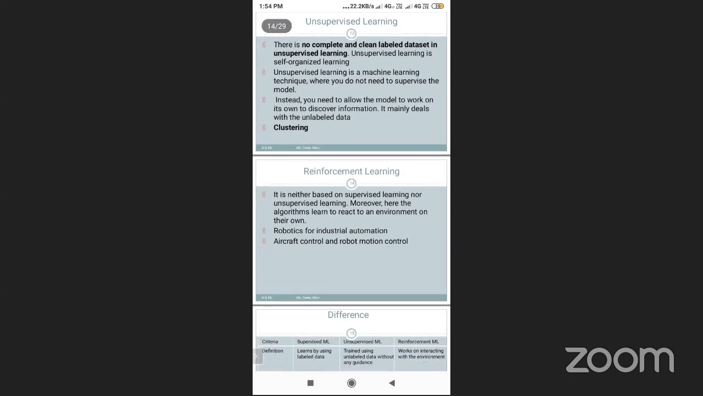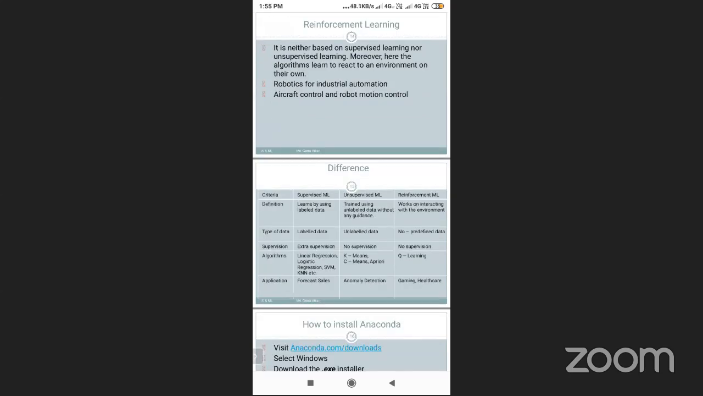Again, I just want to overview the differences between these three: supervised learning, unsupervised learning, and reinforcement learning, which we have seen previously. In supervised learning, the system learns by using labeled data, meaning supervision of the data. In unsupervised learning, the systems are trained using unlabeled data or without any guidance, meaning whatever data inputs we give are unlabeled at the start. In supervised learning, the data are already sorted or categorized. And in reinforcement learning, as I told you, it reacts according to environmental changes.